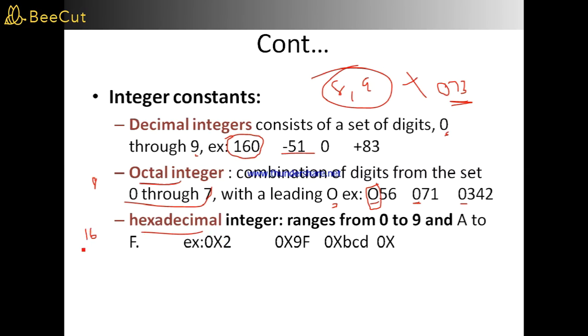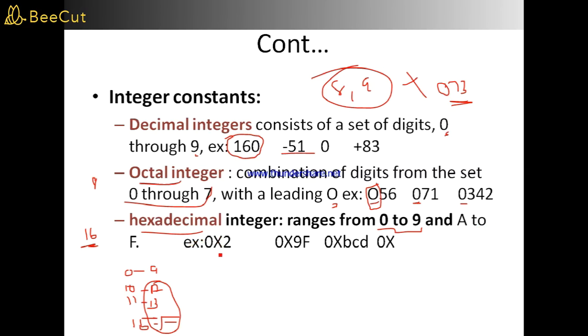Hexadecimal means the base is 16, and the numbers range from 0 to 9 and A to F. 0 to 9, then 10 is represented as A, 11 is represented as B, and it goes on, and 15, the numbers from 0 to 15, is represented by F. So 0 to 9, then 10 to 15, and we should not write 10, 11, 12 like that. We should use the alphabet symbols A to F. Here are the examples, A to F.